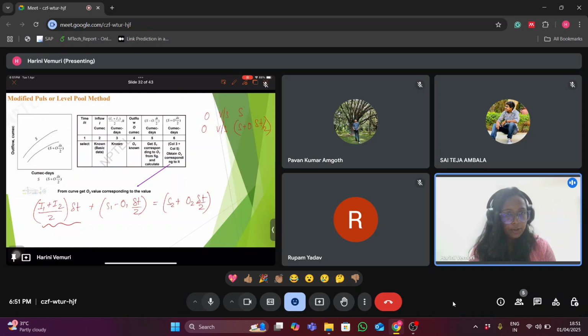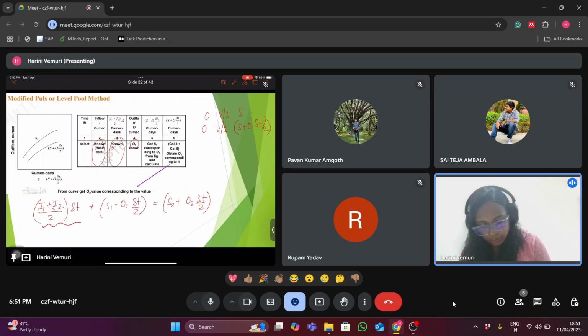I hope it's clear how we will calculate I1 and I2. I1 is the inflow at time step T, I2 is the inflow at time step T plus 1, if we are doing it for the time step. So the basic inflow hydrograph is known, and from that we can calculate I1 plus I2 by 2 into delta T. That's clear. First, initially they will give us the outflow value at time 1. That is also known, we are considering.